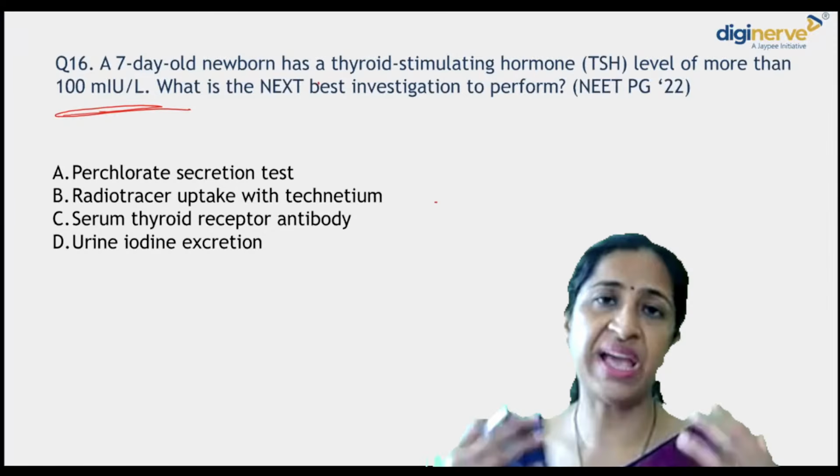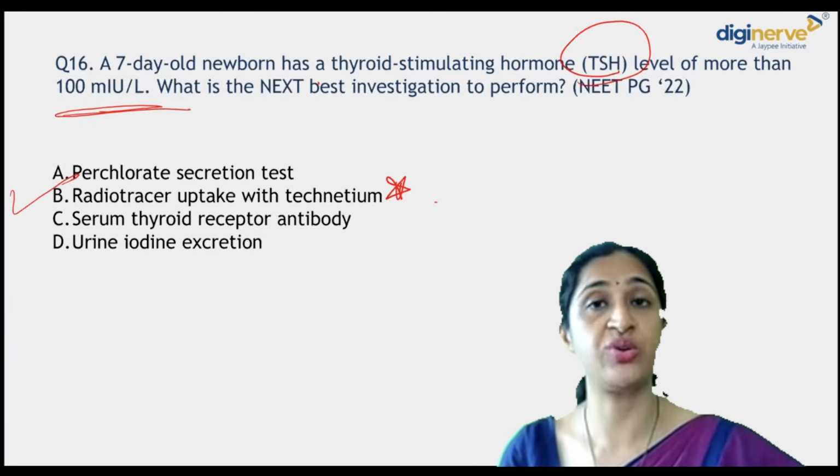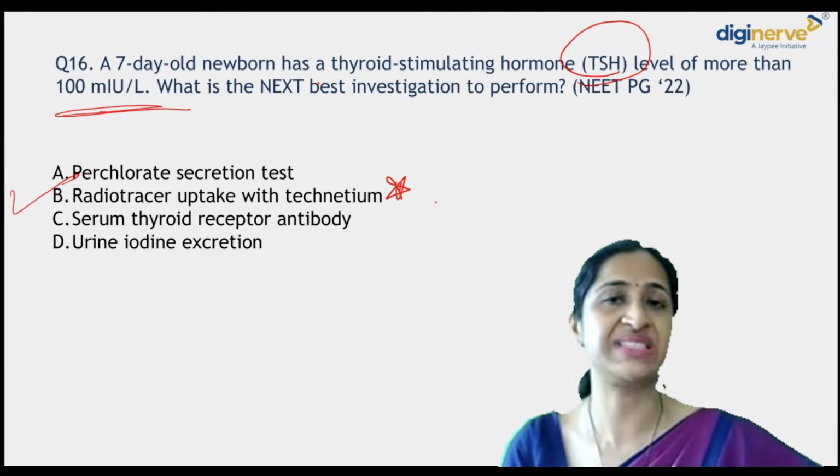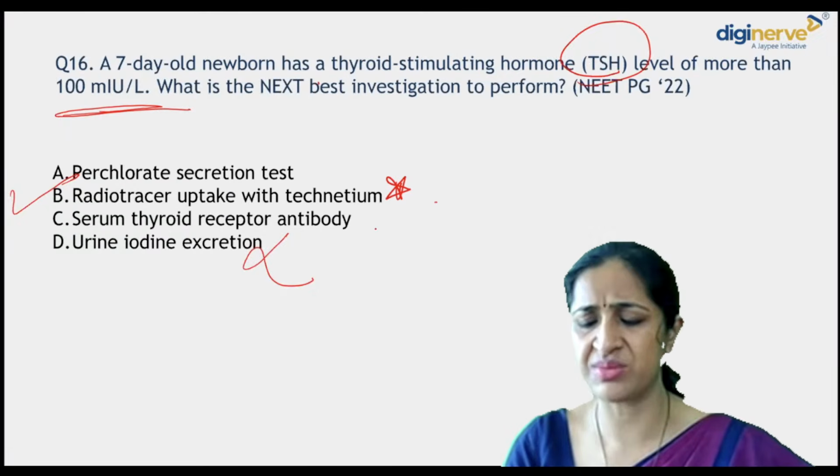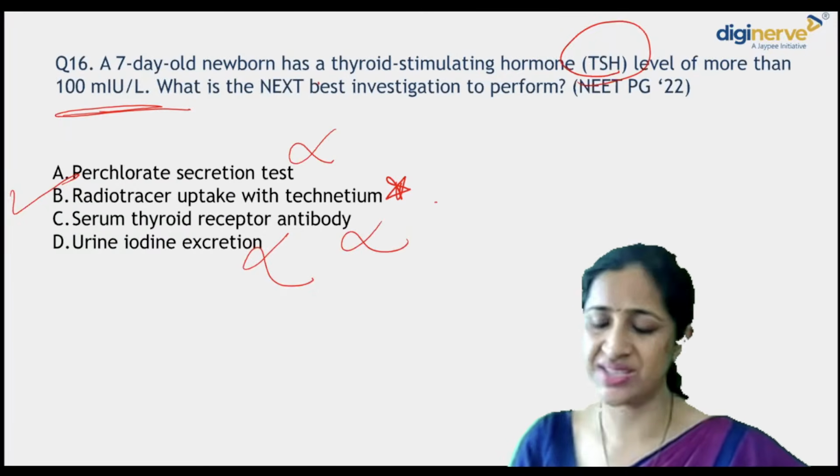This is because if there is no thyroid hormone, then you're going to see what is happening. Is there dyshormonogenesis? Is there poor iodine transport? What exactly is the problem that you have to see? So, doing a thyroid antibody is not the solution anymore. You're going to do a radio tracer uptake with technetium and see the radionuclide scan. Urine iodine excretion doesn't make any sense. Perchlorate test is not the answer.